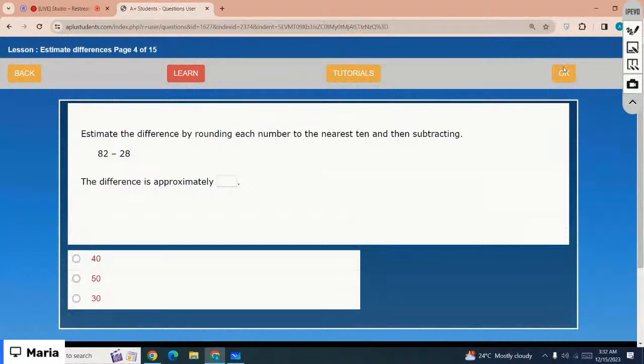Okay, the next one is estimate the difference by rounding each number to the nearest 10 and then subtracting. So 82 minus 28 equals.